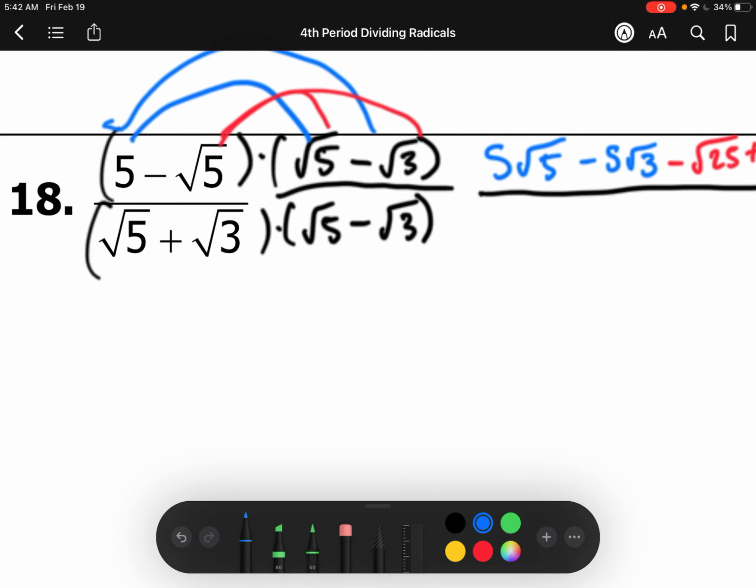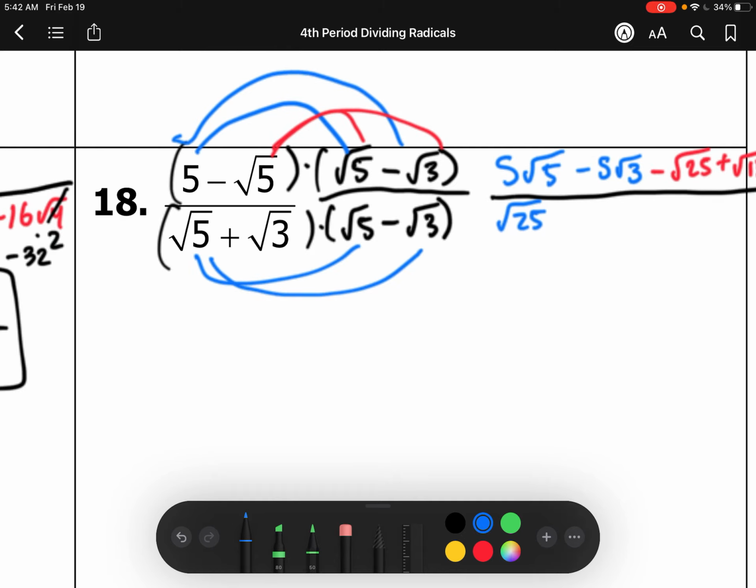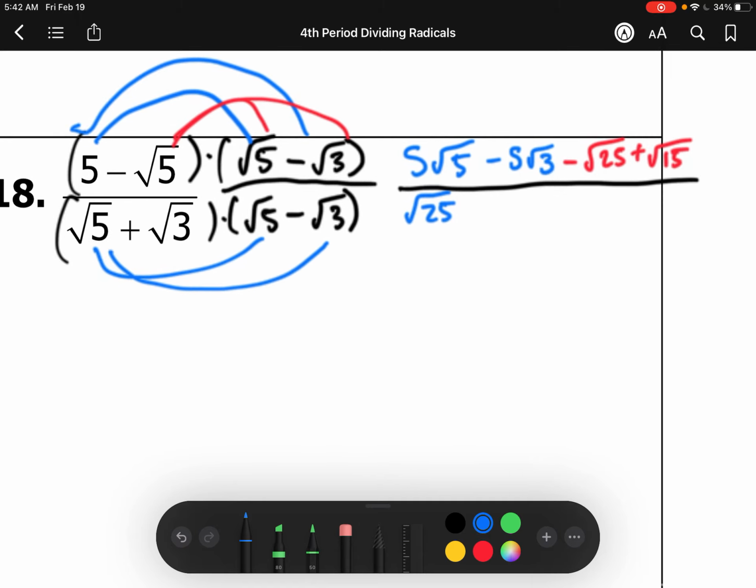Next, we have our denominators. So square root of 5 times square root of 5 becomes square root of 25. Square root of 5 times negative square root of 3 becomes negative square root of 15.